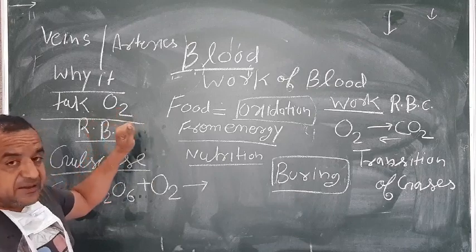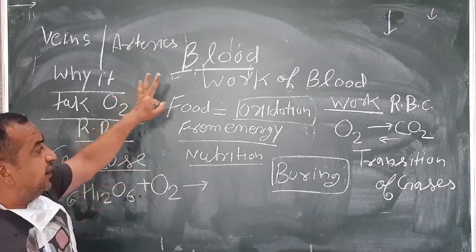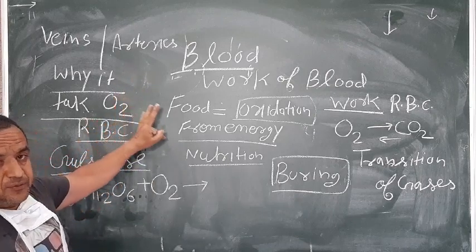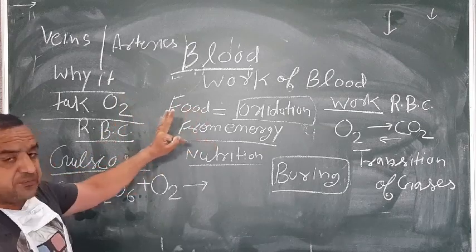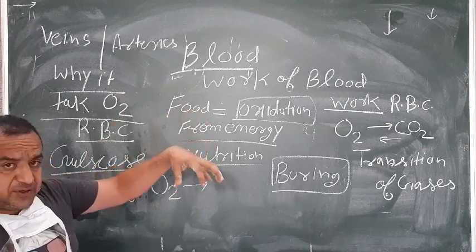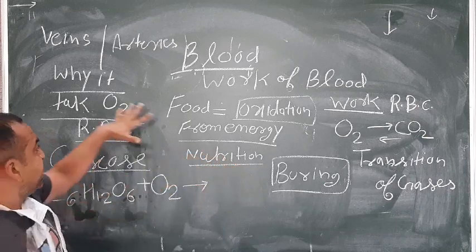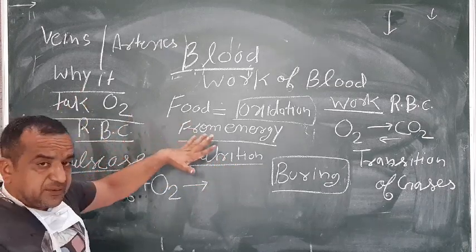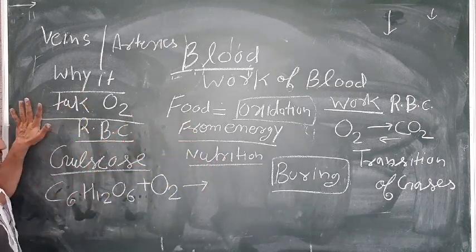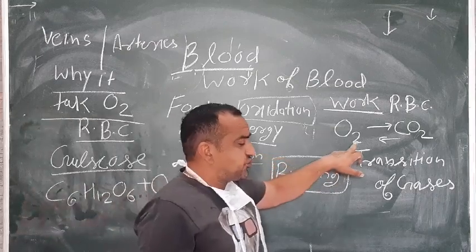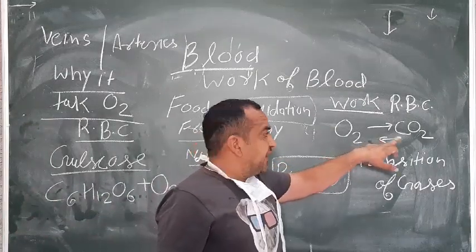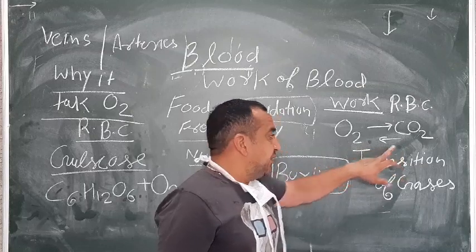I am just repeating the topic again. Blood is divided into 3 parts: RBC, WBC and platelets. Each part of the blood does its own particular work. The main part of blood is RBC, whose main work is the transition of gases: oxygen intake and carbon dioxide exhale.